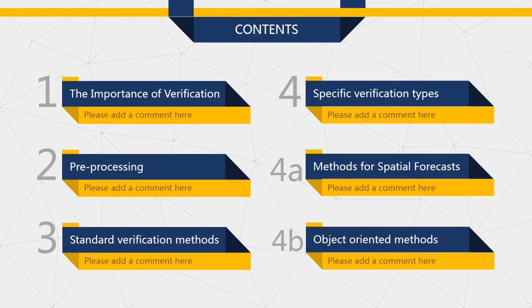Well, we are gonna discuss the following points: the importance of verification, pre-processing, and two kinds of verification. The first is the standard verification method, and then a specific verification type. In the specific verification type, we will discuss two main topics: methods for spatial forecast and object-oriented methods.